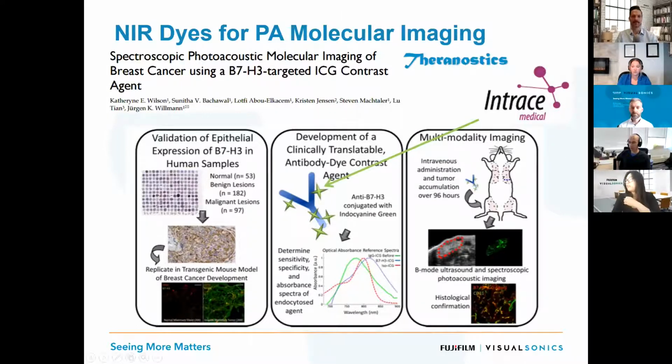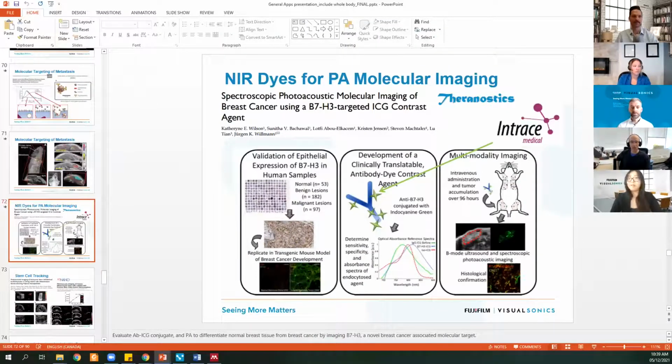If there's any interest, this is a particular vendor that supplied this ICG dye that can be easily attached to different targeted biomarkers. This is a great example, and I'm going to stop sharing now, of how you can use something off the shelf to do this. There are also some other dyes out there that can be used as well.